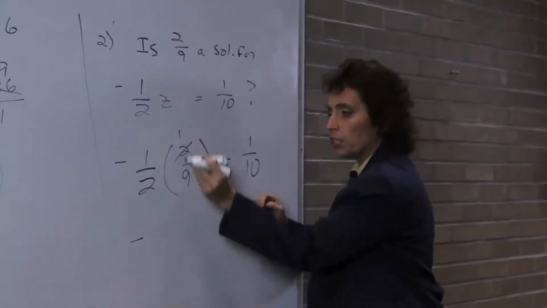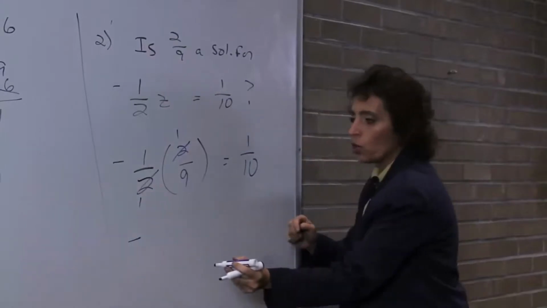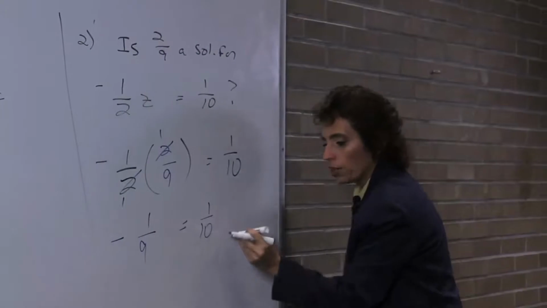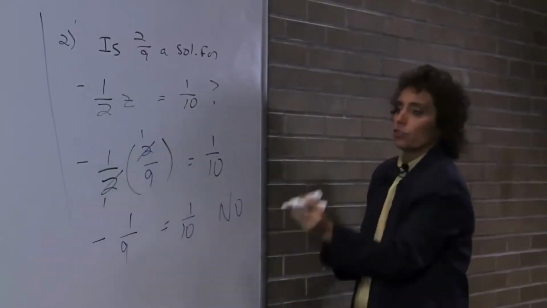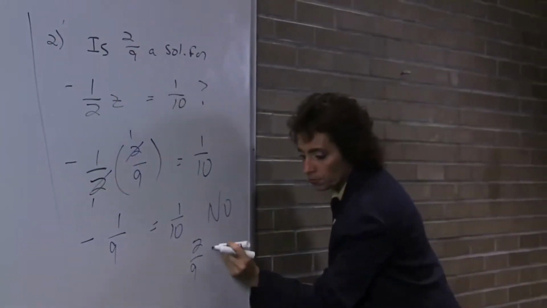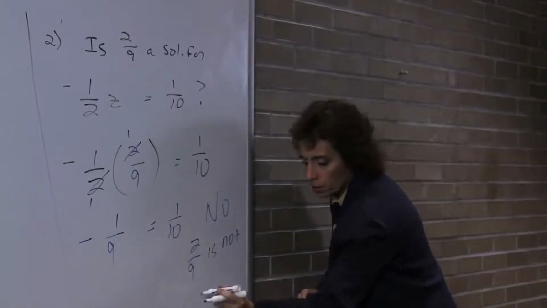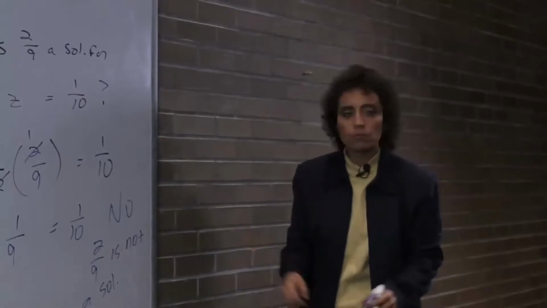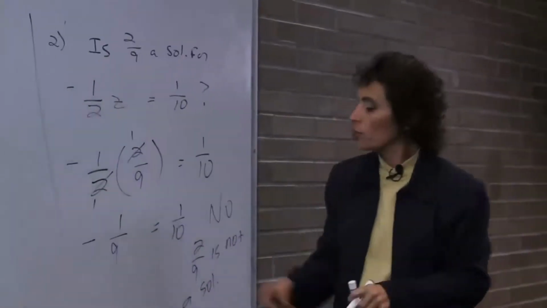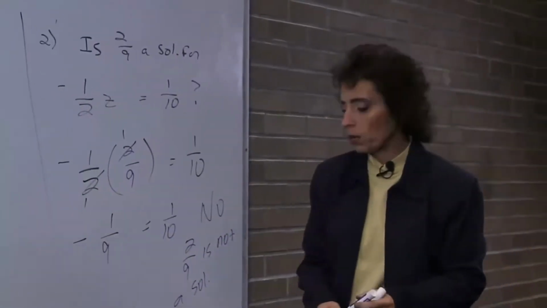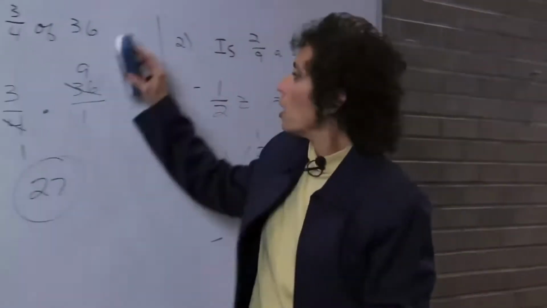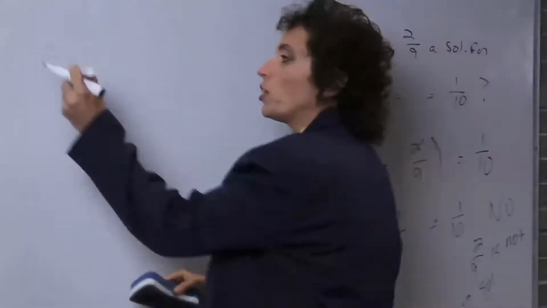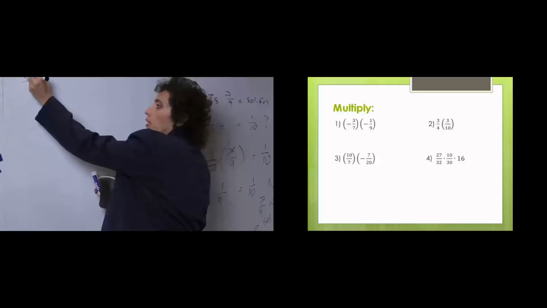Let's finish it up. 2 goes into 2 once, 2 goes into 2 once, and we get negative 1/9 equals 1/10. So that is no. 2/9 is not a solution because it does not make the equation true. All right, so just plug it in, do the math, do the arithmetic. All right, let's take another one. There's so many different ways you can get a question, but you're doing the same thing every time.